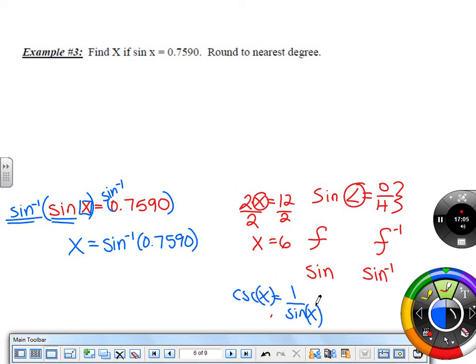Okay? The inverse of the sine function undoes whatever it does. So basically, the sine function says, I take an angle, and I tell you what the opposite divided by the hypotenuse was from the triangle that's related to that angle, right?